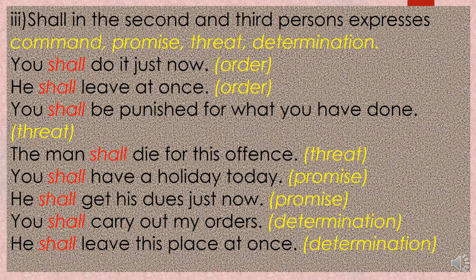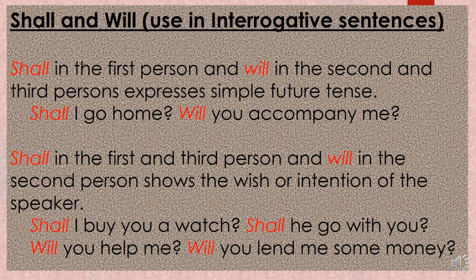So you shall carry out my orders. Here you are showing your determination. So with the second person, you have used shall. While if you wanted to show the determination for the first person, you would have used will. I will carry out my orders. When you are showing the determination for the first person, you will use will, and similarly for the second person, you will use shall. Now, shall and will in interrogative sentences.